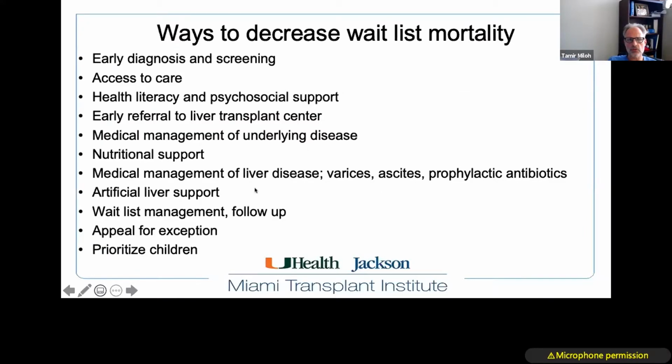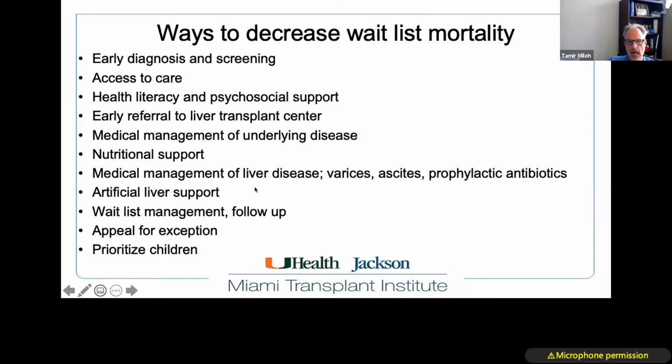So how do we keep these children alive? What are means to decrease the waitlist mortality? So diagnose the patients as early as possible, either through neonatal screening or with the first visits with the pediatricians, having access to care, which becomes a political issue, health literacy and psychosocial support, because a lot of the children come from underprivileged families who don't necessarily have insurance, early referral to a liver transplant center where we can list these kids earlier, medical management of the underlying disease. For instance, some genetic metabolic diseases, we could treat them earlier. Nutritional support is extremely important.